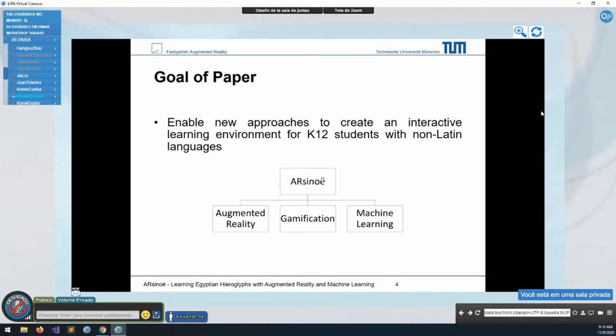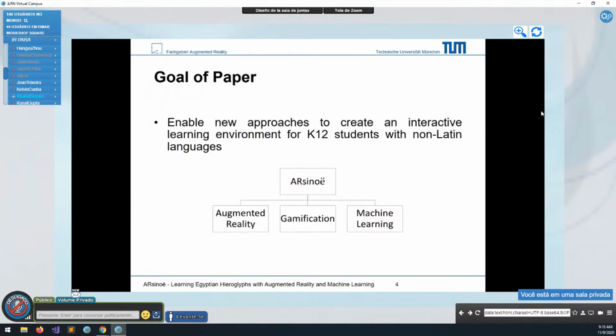The goal of this paper is to present a new, interesting, interactive approach for teaching the Egyptian hieroglyphic language, and not only that, but also an approach for teaching other non-Latin languages that are not commonly learned on the internet. The Egyptian hieroglyphic language was the best example we used, since a very low number of universities teach it, so you don't have the ability to just learn it easily. So our application is a mix between augmented reality, gamification, and the use of machine learning.